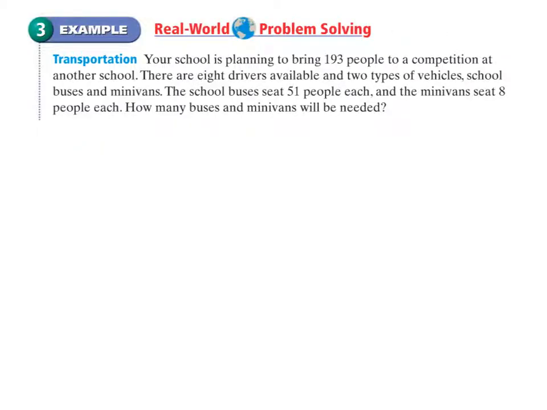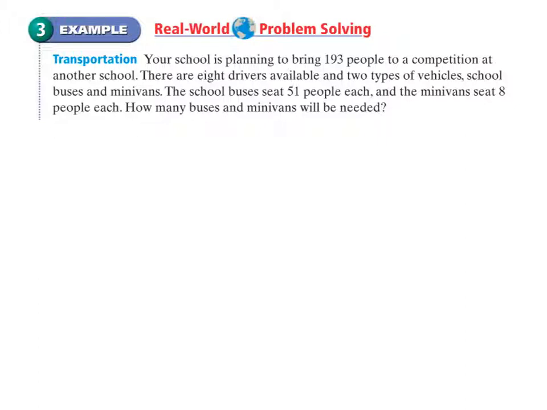I know this one says example 3, but we've done other examples up until this. Real world problem solving. Your school is planning to bring 193 people to a competition at another school. There are 8 drivers available and 2 types of vehicles: school buses and minivans. The school buses seat 51 people each, and the minivans seat 8 people each. How many buses and minivans will be needed? This is fun.